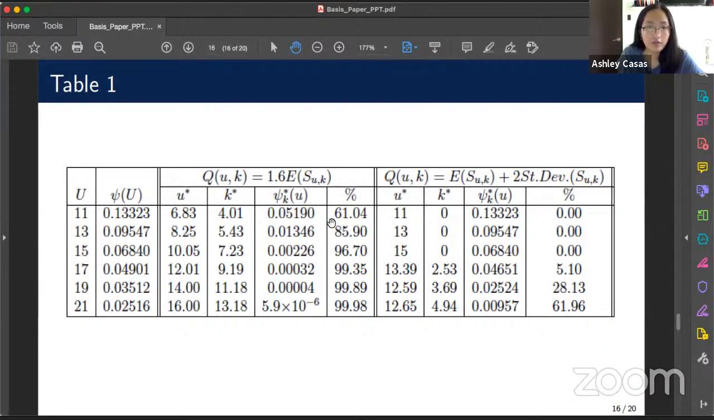And this table also shows the percentage reductions in the ruin probability so that we can properly illustrate the effectiveness of the lower barrier system. So here we consider capital U is equal to 11, and we see that the ruin probability under the original process is equal to 13%.